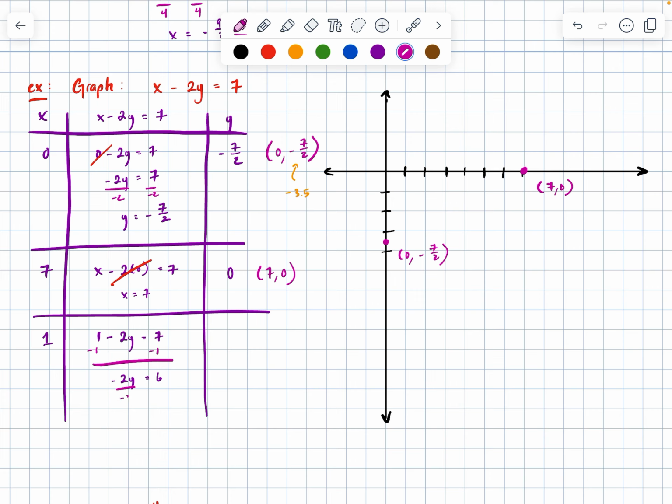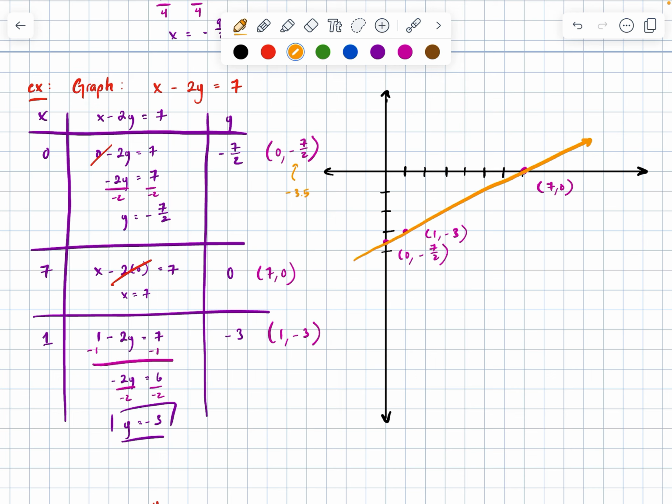That tells me that negative 2y is equal to 6. Divide both sides by negative 2. Y is equal to negative 3. So that tells me that the point (1, -3) lives on my graph. That point is right here. So I've got (1, -3).